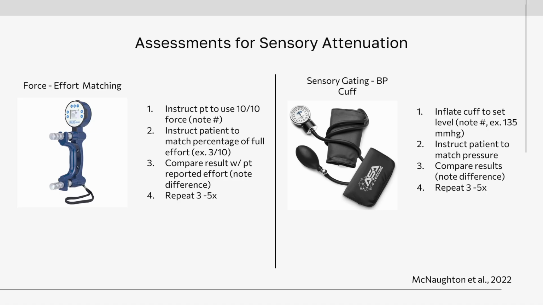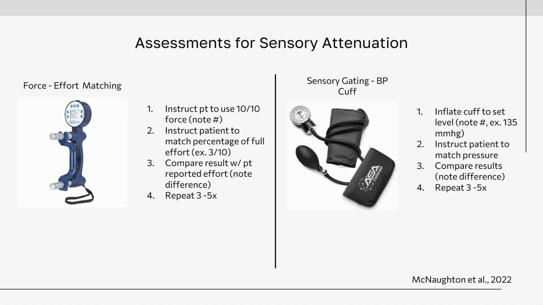You'll inflate the cuff to a specific level, say 135 millimeters of mercury, deflate it, and have the patient inflate it themselves to try to match it. If you only have a digital one, try to have them start and stop it, and don't let them see it. You'll compare the results and know the difference. So if the number you set is 135 and they stop it at 60, you see that their sensory attenuation is off. That pressure that they are perceiving is off from what it is. If they give you like a 65, you know it's way off. So you compare the results, know the difference, repeat again, and repeat.